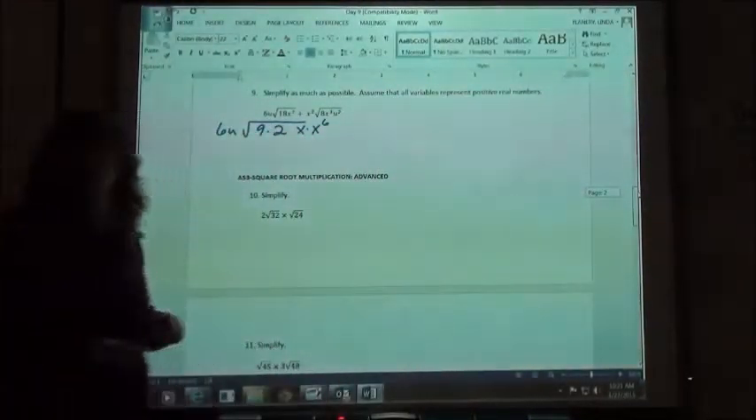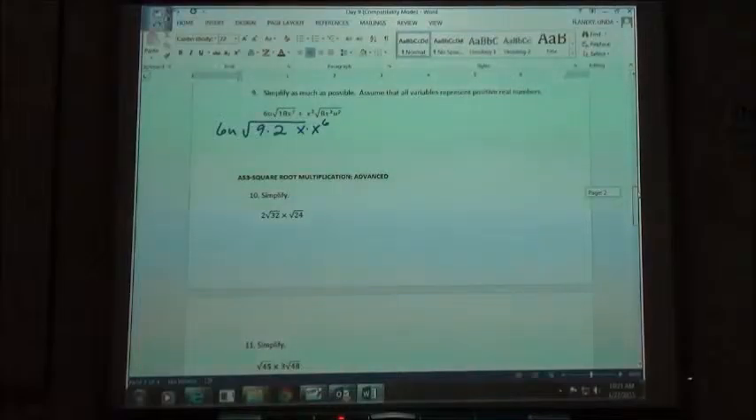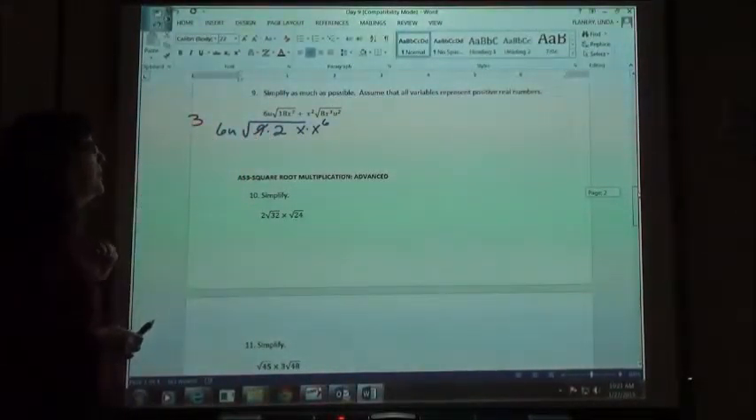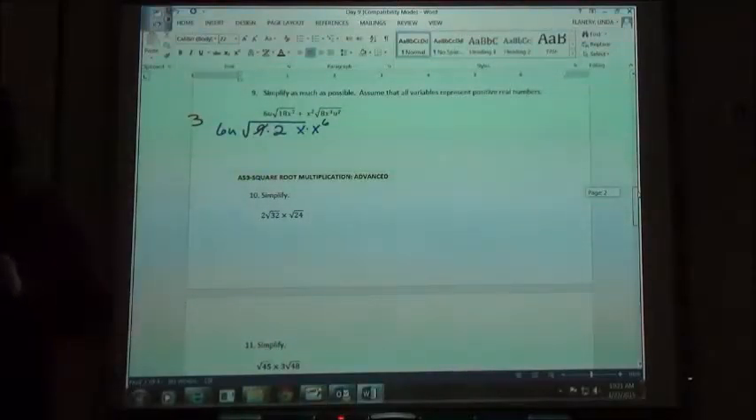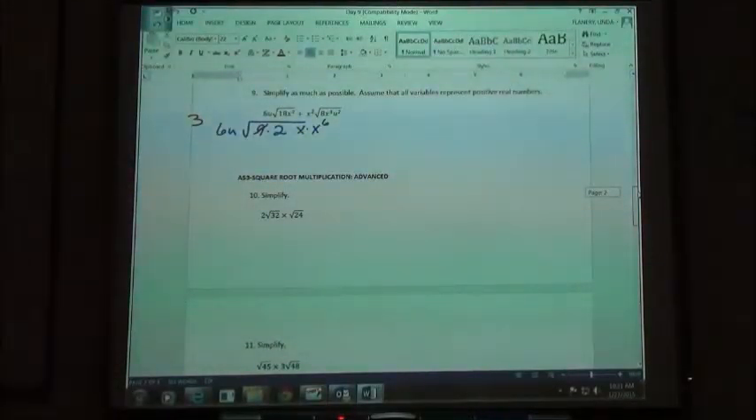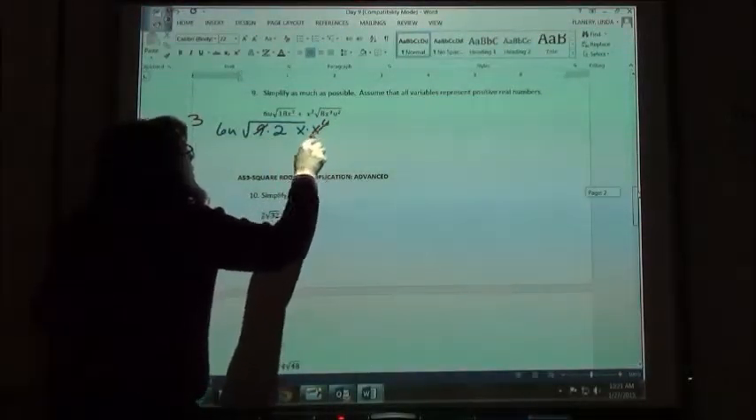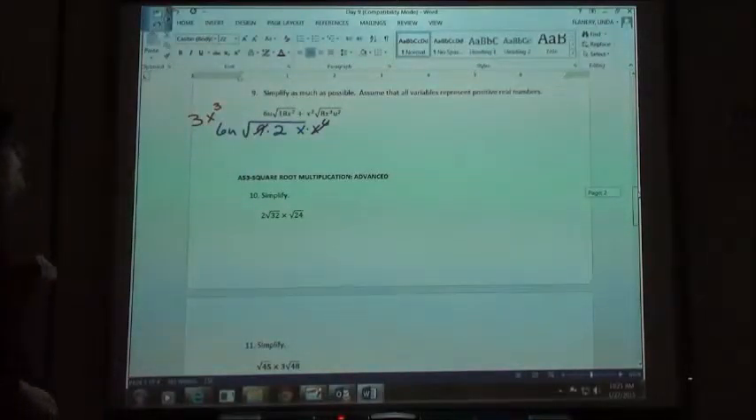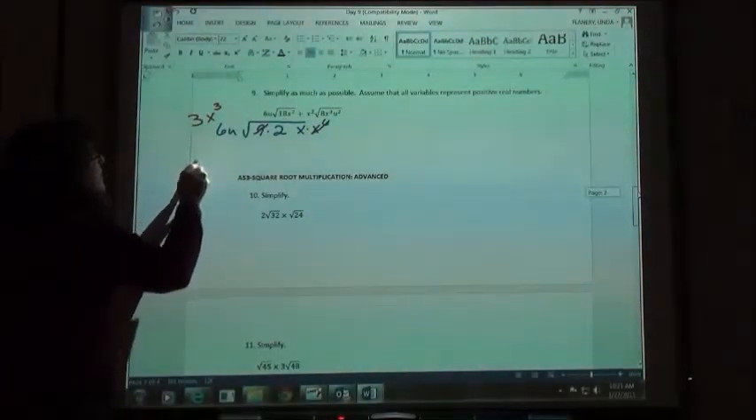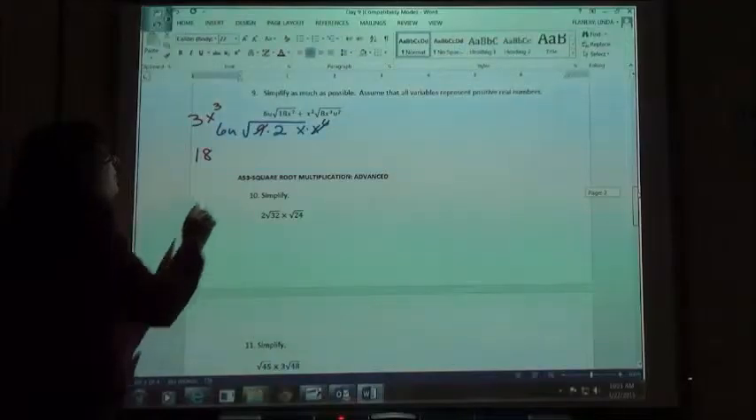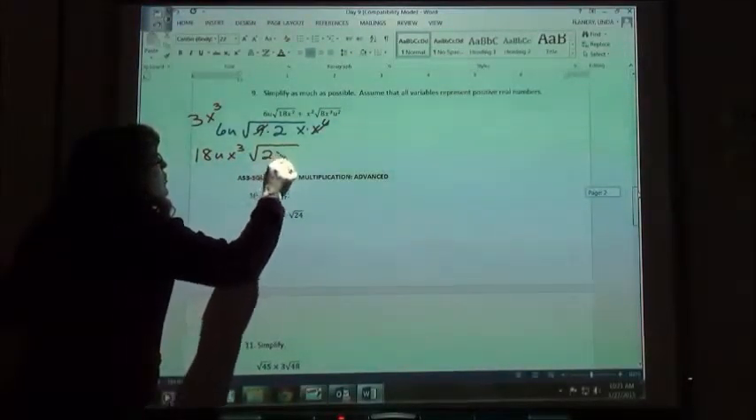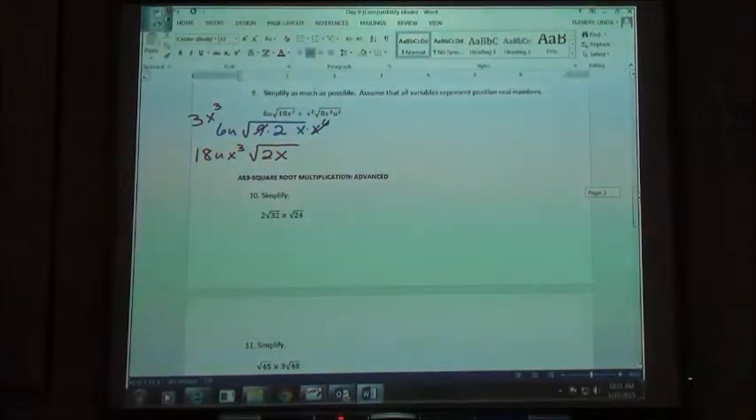So now when we take out our square roots, we can take out 9. Square root of 9 is 3. And we can take out the square root of x to the 6th, right? Yep. So we're going to take out x to the 3rd. So 3 times 6 is 18. Again, I'm going to put them alphabetically. So 18u x to the 3rd square root of 2x is what we get when we simplify that.